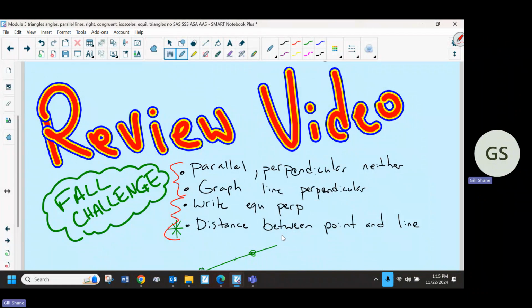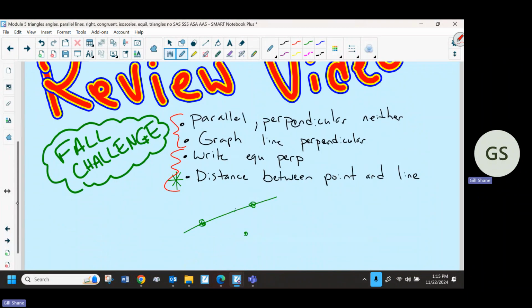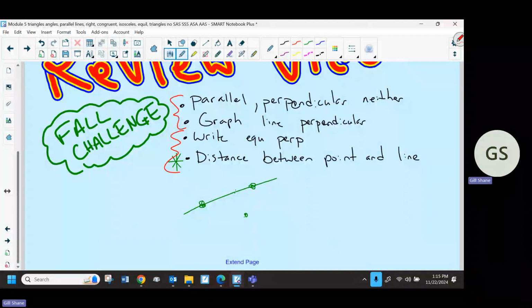This last one, a lot of kids didn't see that on the graph, there were the 2 points on the line, but then there was a third point that wasn't on the line. That's the one where you were supposed to find the distance between the line and the point. A whole bunch of people just found the distance between the 2 points on the line. Almost everybody did that. A few people understood the question and did it correctly, but not many.